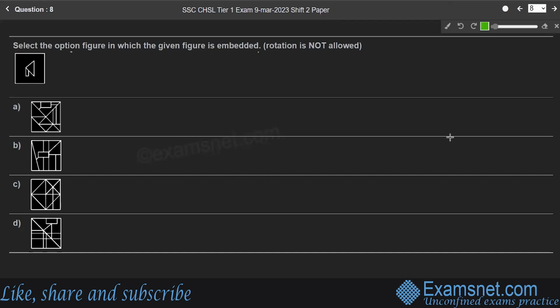Question number 8. Select the option figure in which the given figure is embedded, given that rotation is not allowed. So this is the given figure, a triangular portion and a small, it looks like a rectangular portion, right? So the given figure is embedded in option D. So in this portion, right? Like this. Therefore, option D is the right answer.